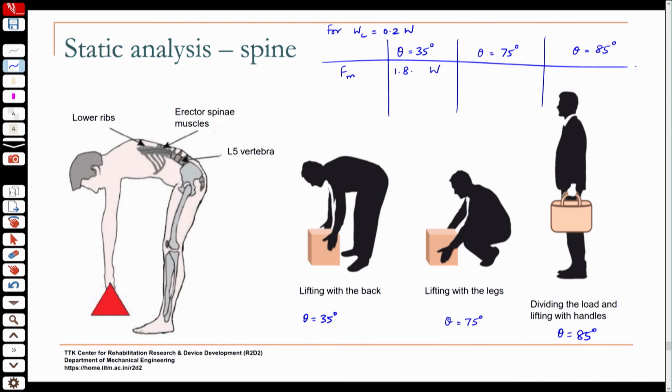1.885 W, 0.97 W and 0.32 W. So you can see the drastic change in the muscle force. J axial 3.4 W, 1.7 W, and 1.05 W, and the shear 0.08 W, 0.024 W, and 0.008 W.